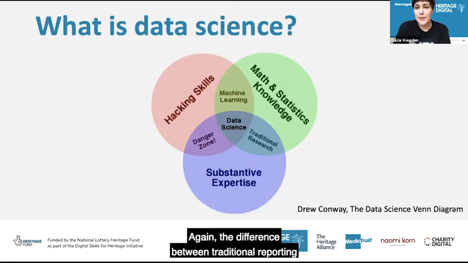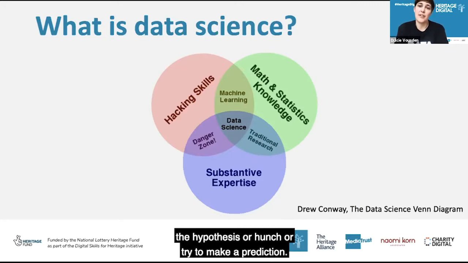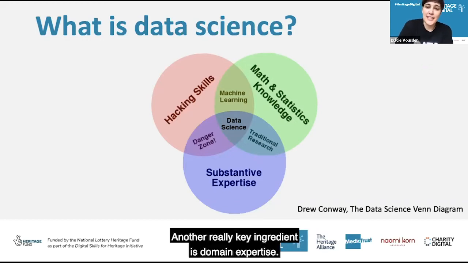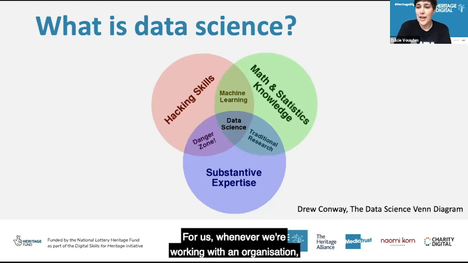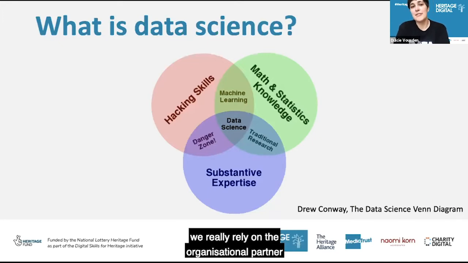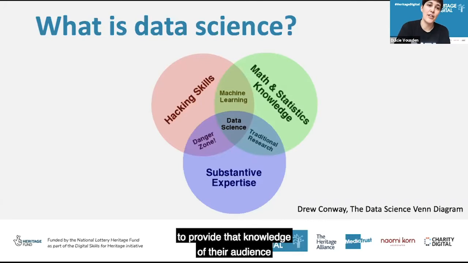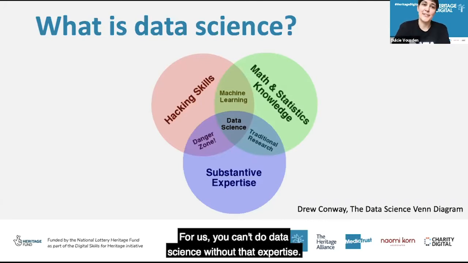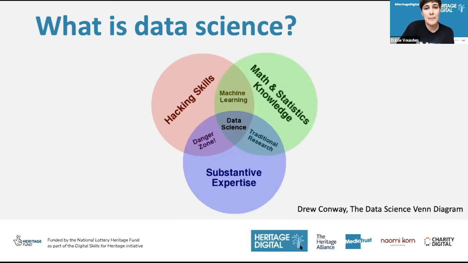And again, the difference between traditional reporting and data science is that you want to test a hypothesis or a hunch or try to make a prediction. And another really key ingredient is domain expertise. For us, whenever we're working with an organization, we really rely on the organizational partner to provide that knowledge of their audience and the sector they're working in. For us, you can't do data science without that expertise.